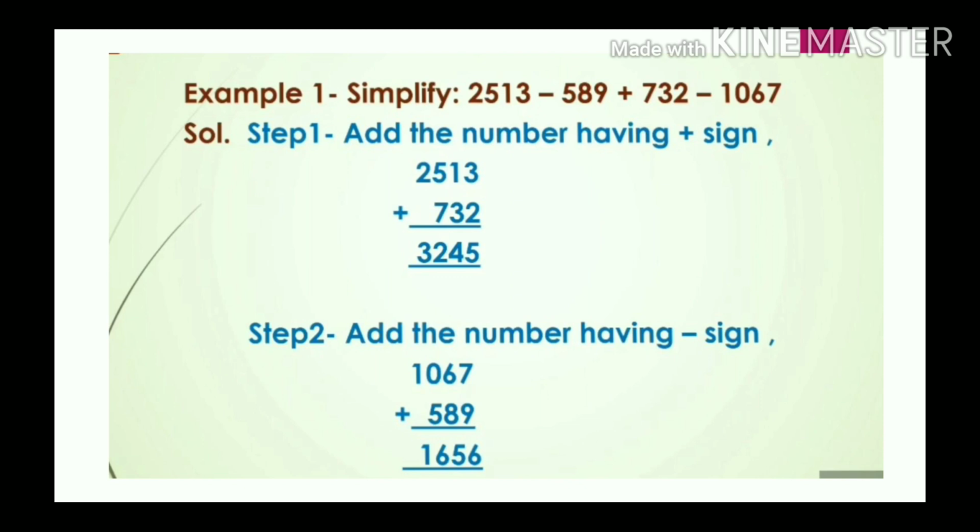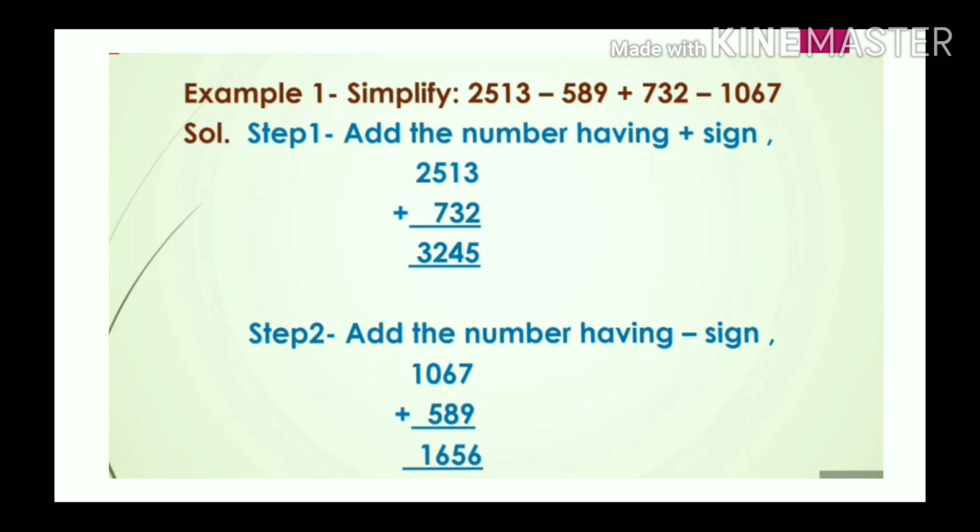So example 1, simplify 2513 minus 589 plus 732 minus 1067. So in this one, students, you can see in the first number 2513, before this number, no sign is given. So we'll take this number as a positive sign. And after that, all the numbers have their positive or negative signs. So now solve it. We have to follow these steps.